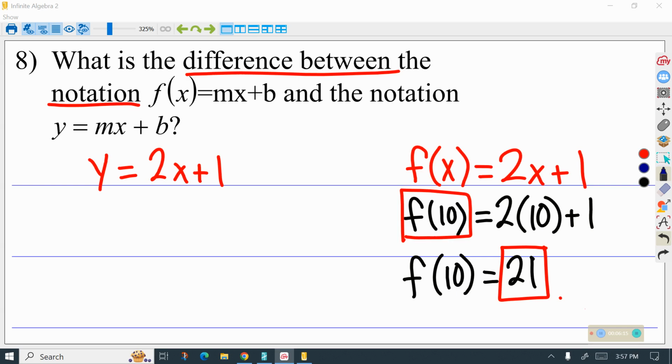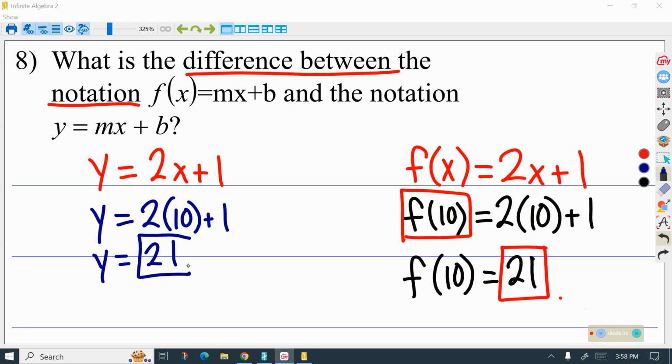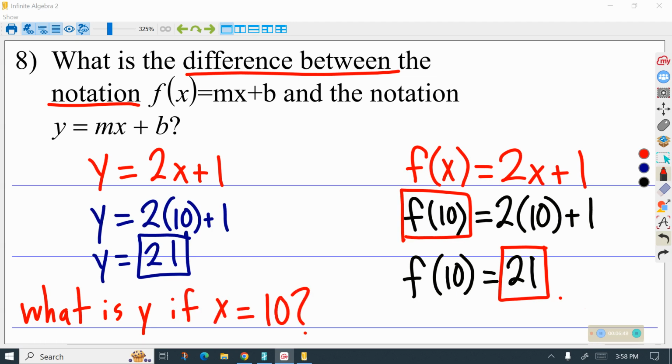If I was going to do the same thing in this case, I can't really talk about it until after. I can only say, oh, what will y be equal to if I plug in 10, right? And in this case, y will be equal to 21 also, right? Because 20 plus 1 is 21. Okay, but notice, how can I talk about this value before I get it? I don't have any specific way of referring to it, right? Okay, I can only call this, what is y if x equals 10, right? That's what I can say, and that's kind of a long sentence.